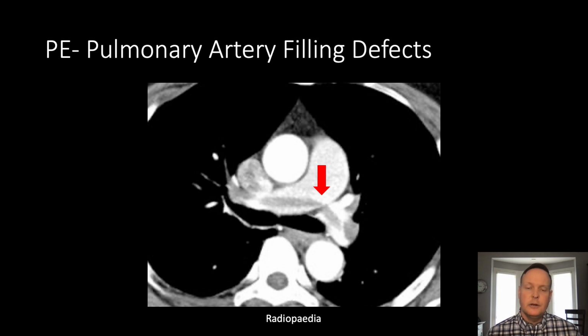Often you will hear discussion of saddle pulmonary emboli. So here I'm showing you a large central pulmonary embolism highlighted by a red arrow, which is crossing the bifurcation of the main pulmonary artery into the right and left pulmonary arteries. There are also additional pulmonary artery filling defects in the branches of the right and left pulmonary arteries. So this would be a large pulmonary embolism.